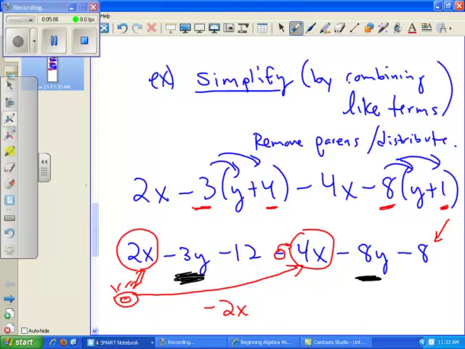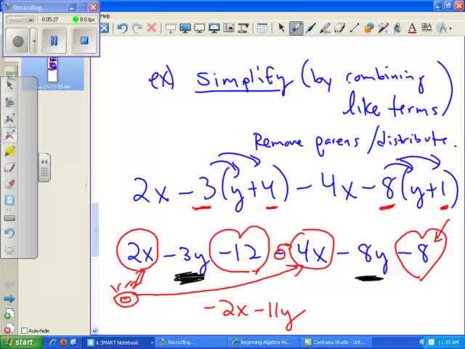Negative 8y, right? So negative 3y minus 8y go together to become negative 11y. Okay, and then sometimes I draw pictures. Negative 12 looks like it's a like term with negative 8. And a lot of people ask me, is that a negative 8 or a minus 8?